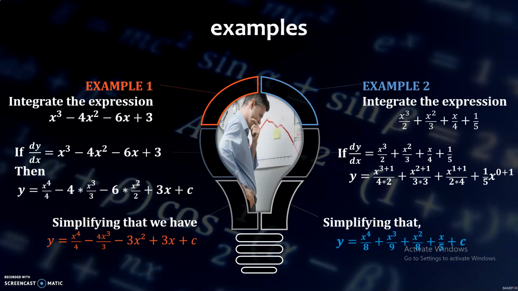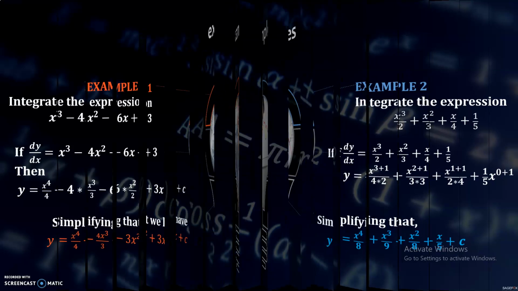And when we simplify to the end, we're going to have y to be x raised to the power of 4 over 8 plus x cubed over 9 plus x squared over 8 plus x over 5 plus c. Please ensure you solve this on your own for better understanding.